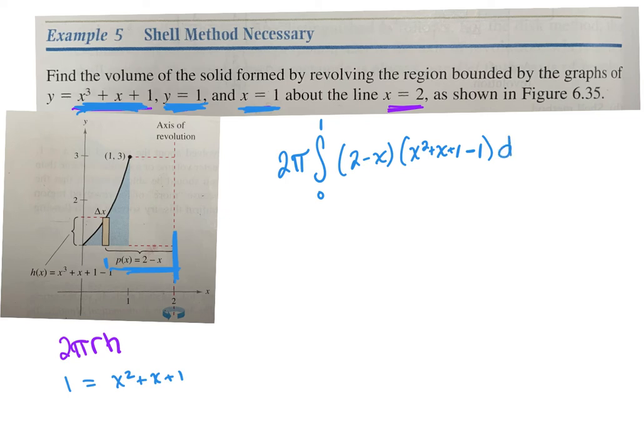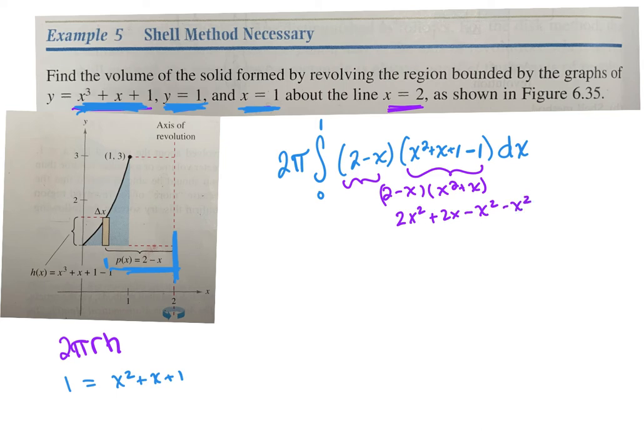And so that is how I actually set this up. I have to consider my r changed and my h is the distance between the two functions itself. So my shell method is still easier here. It's really the only one we can do, but you do have to consider all of that. And so this is going to end up being 2 minus x times x squared plus x, right? So you want to FOIL this guy before you do your antiderivative. So we get 2x squared, and then we got plus 2x minus x cubed minus x squared, right?